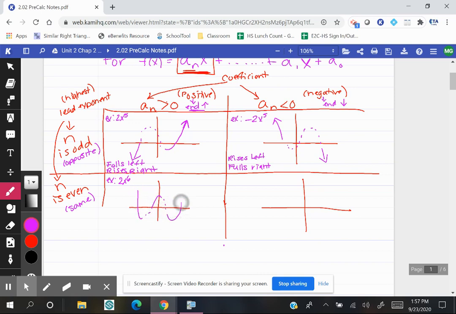And again, something's happening in the middle. It might not be that many curves, but something along those lines. Okay. To describe this in words, we'd say it rises left and right.